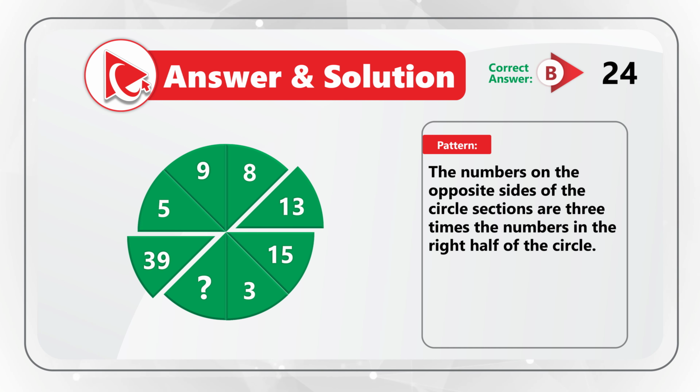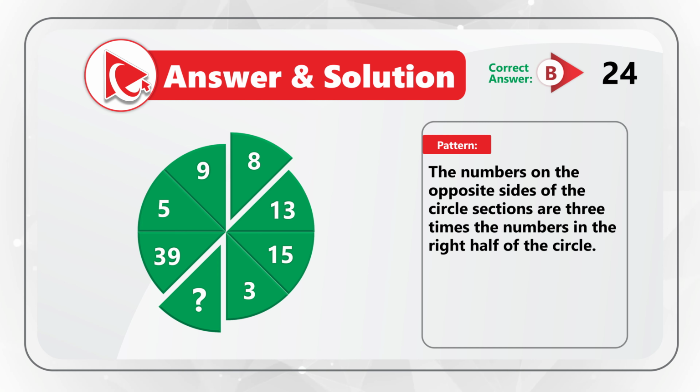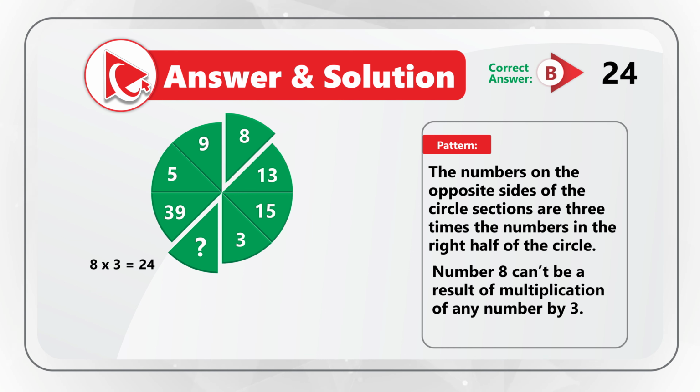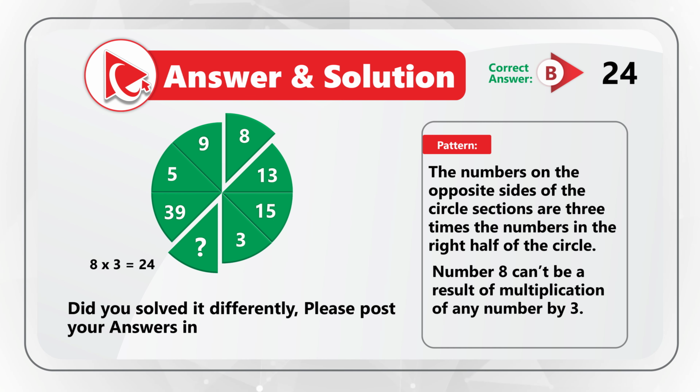Let's take a look at the missing number. Because the number 8, which is on the opposite section, cannot be a result of multiplication of any number by 3, this means that the missing number is the result of 8 multiplied by 3, which equals 24. This is why I think the correct answer here is choice B, 24. Did your calculations lead you to the same answer? If they didn't, please make sure to share your answer and solution in comments.